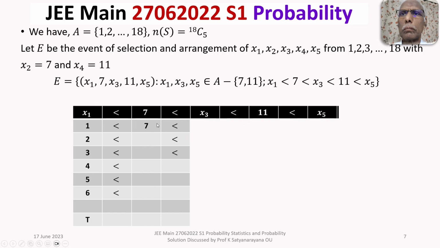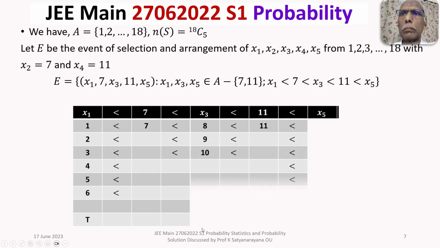Who can be between 7 and 11? It will be 8, since 7 is less than 8 less than 11; 9, since 7 is less than 9 less than 11; and 10, since 7 is less than 10 less than 11. So the choices for x3 are 8, 9, 10. Let us call this set U. U is the set consisting of these 3 elements 8, 9, 10.